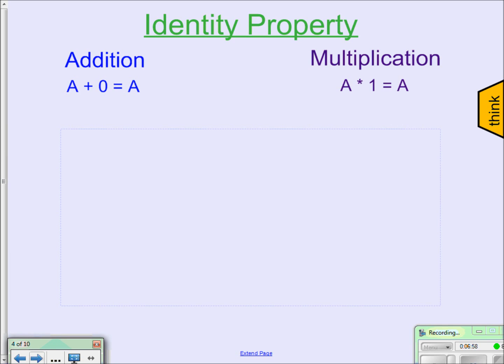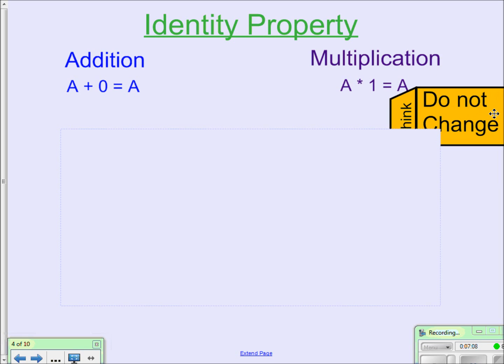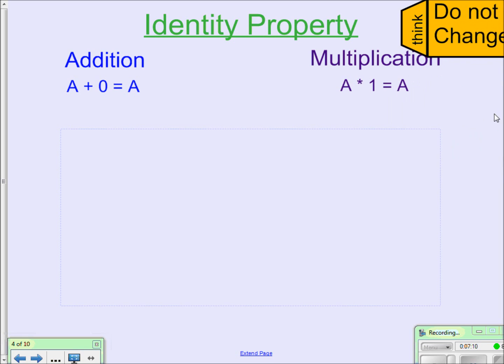And the third one we're going to learn today is the identity property. Now the identity property is very simple. Once again, you knew this one already. You know these properties. Identity, you're going to think, you do not change. Your identity is not going to change. Your identity is who you are. So for the addition, once again, you want to copy this part, the mathematicals, A plus 0 equals A. A does not change when you add 0 to it.